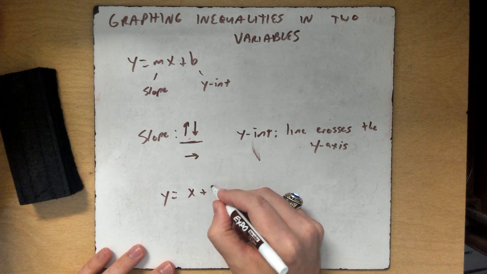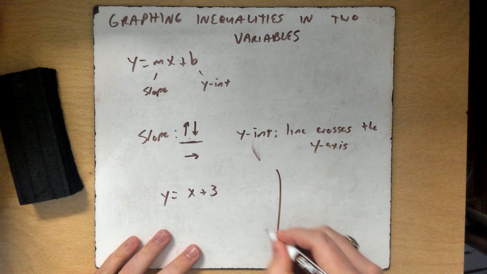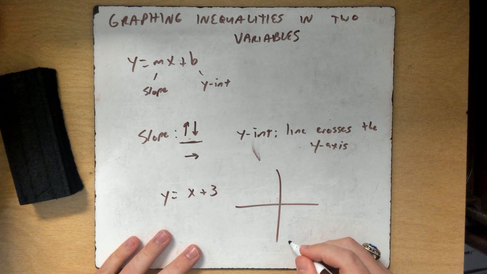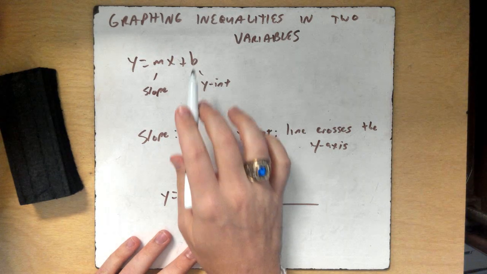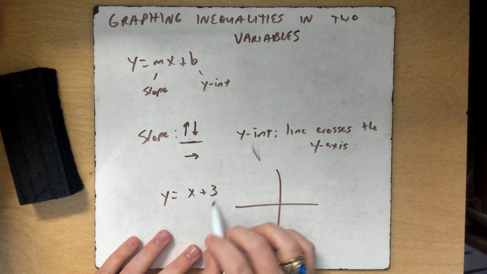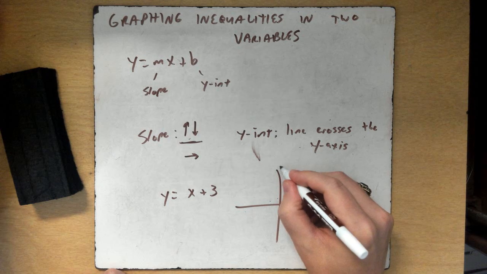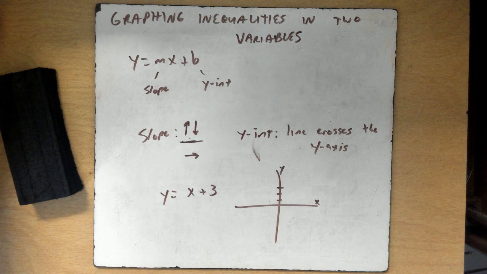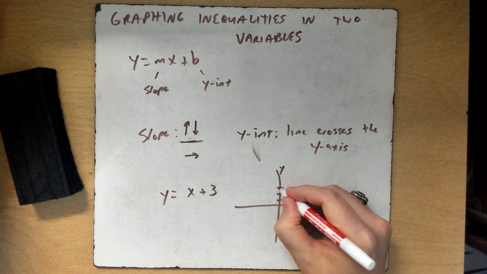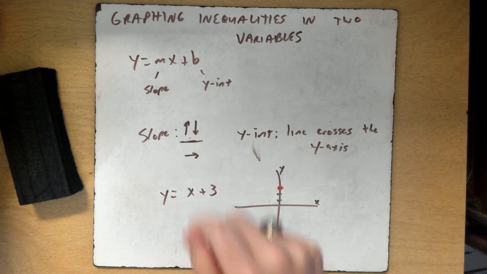x plus 3. So if I would draw a graph, the first thing I want to look at is my y-intercept. The y-intercept is here, my y is at 3. So on the y, I'm going to go 1, 2, 3, and I'm going to put a point here on the y-axis at 3. So that's where I want to start with the y-intercept.